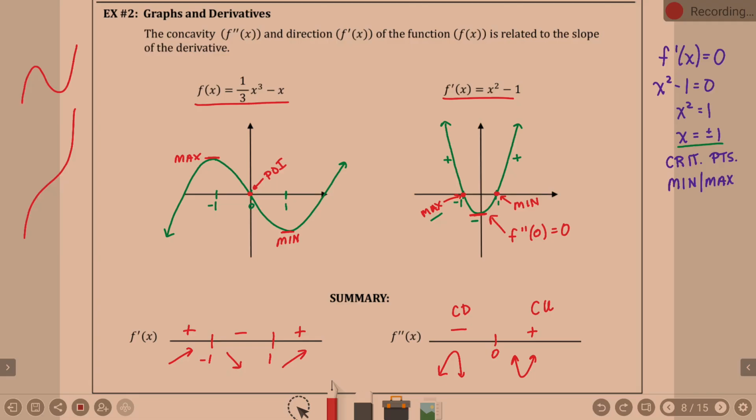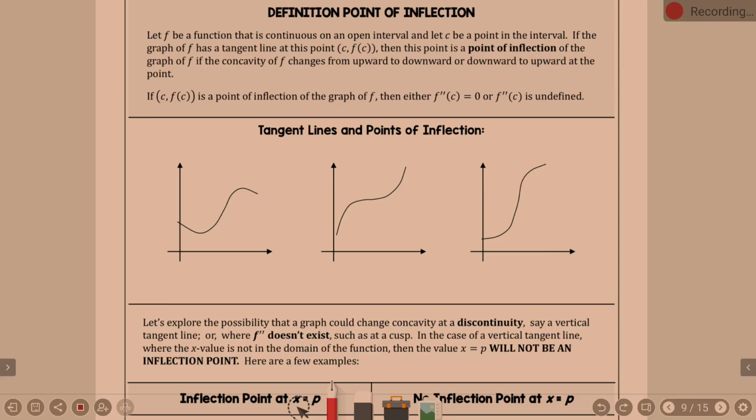On the next page, I don't know if I have enough time to talk about this or not. It talks about the definition of the point of inflection.